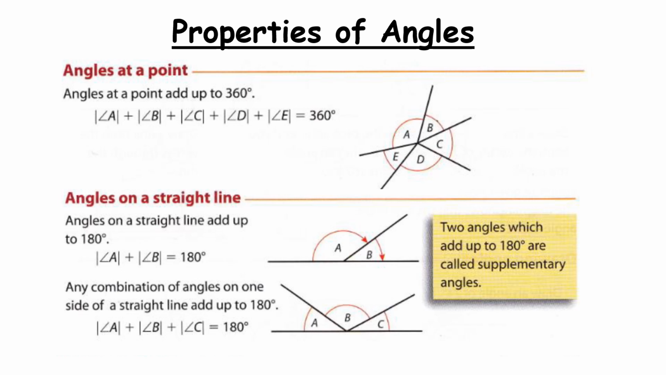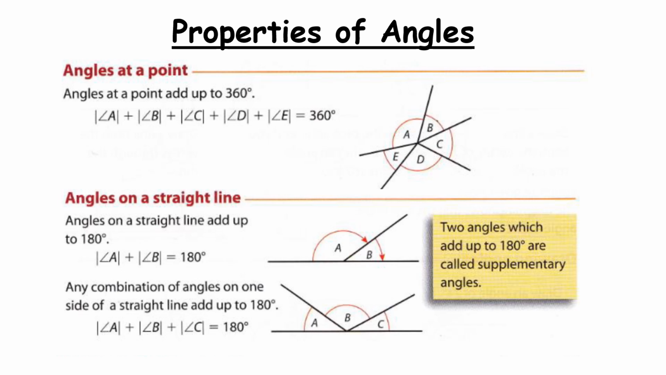So angles on a straight line. Angles on a straight line will always add up to 180 degrees. And in the first picture here, we can see that the angle A plus the angle B, when added together, do create a straight line, which means the size of angle A plus the size of angle B equals 180 degrees. Note that 2 angles which add up to 180 degrees are called supplementary angles.